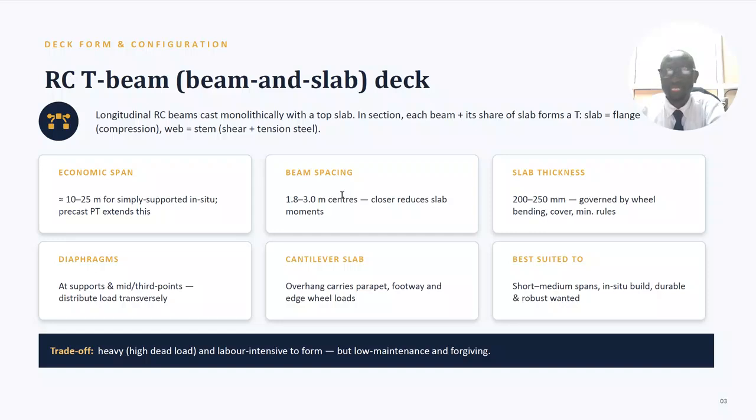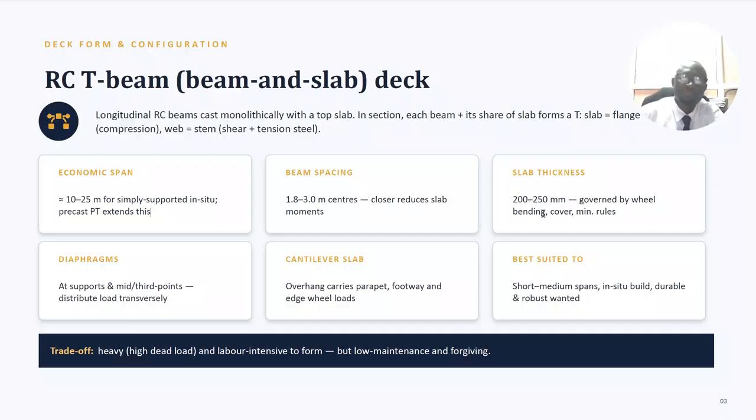So we shall also look at deck optimization. I think currently one of the students from Makerere is carrying out what we call deck optimization, depending on different girder spacing. Then the slab thicknesses also vary depending on the spacing of the girders. Please note that when you are designing, the issue of fatigue comes in. You have also the slab. So here it is giving you 200 to 250, governed by wheel bending and cover minimum rules. But the minimum, if you read the literature, the minimum is 225.